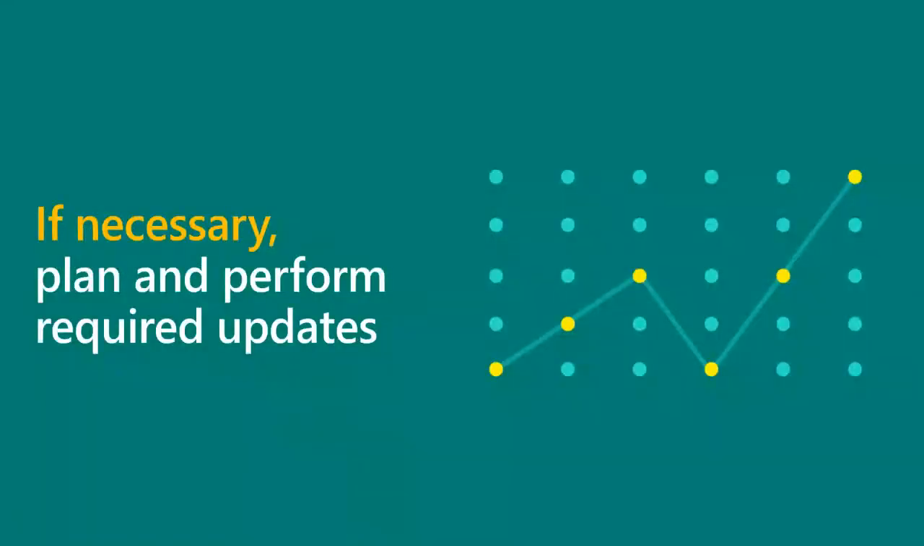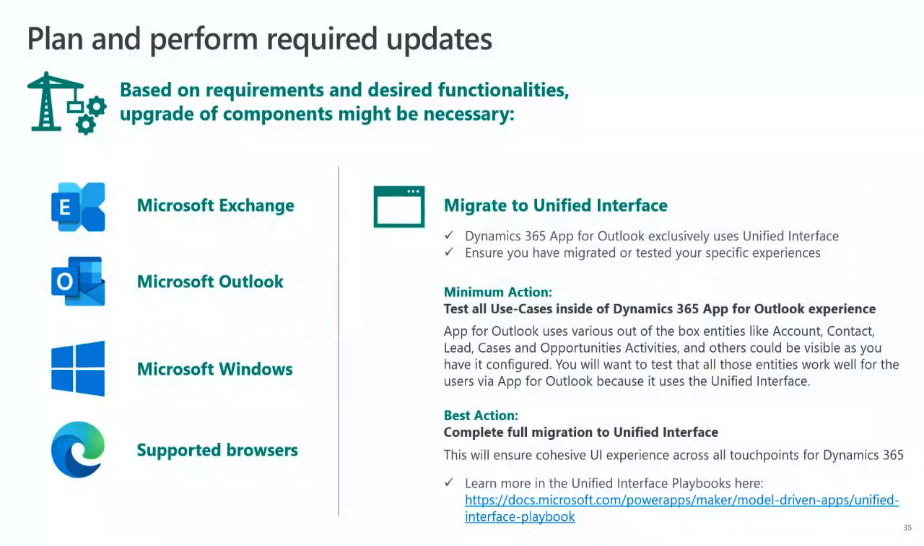Now, if necessary, plan and perform product updates. That applies to Microsoft Exchange, Outlook, Windows, and the browser you're using. And also what's important is to at least make sure that your forms that are displayed in the app for Outlook render well in the unified interface. So the minimum action that you need to do is to test all use cases inside of Dynamics 365 app for Outlook experience to make sure that whenever you open a record in the app for Outlook, it renders well because it's been reviewed in unified interface.